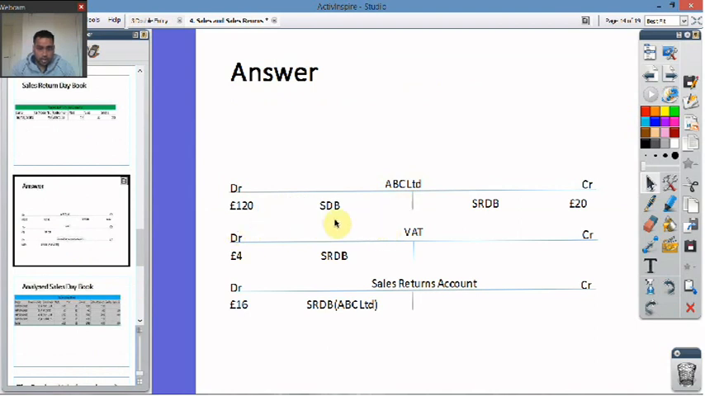How would it look in the main accounts? So we've got ABC Limited, we've got £120. The return there is £20, and then you've got these on the opposite side to where they would be. So they're on this side, and for the sales amounts they would be on this side.